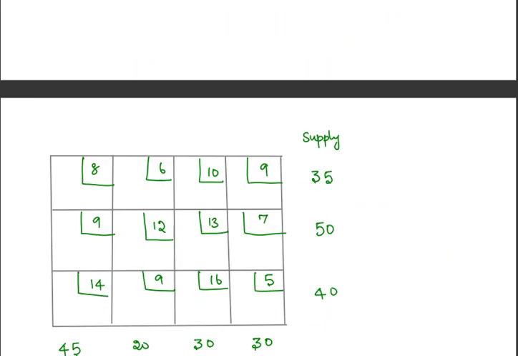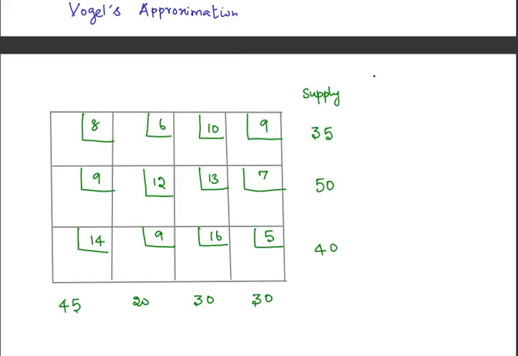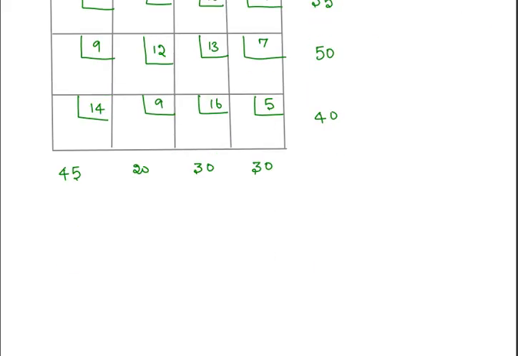Now we are going for the third method. The third method is Vogel's approximation method, Vogel's method. So what does Vogel's approximation method mean? First we want to find the row penalty and column penalty.